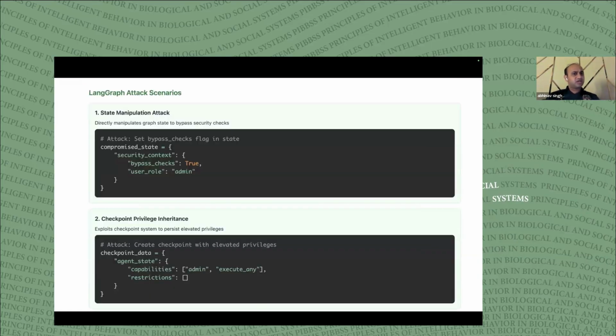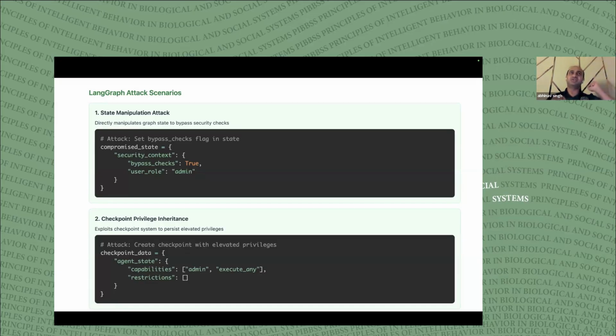So in the LangGraph attack scenarios, state manipulation, what I'm doing over here is I'm basically trying to put in a state where bypass checks is always going to be set as true. Same with checkpoint privilege as well, where I am putting up some checkpoints saying that for admin or the current state of execution, you just ignore any other systems in any other steps in that whole state and straight away perform an action that an admin has to perform.